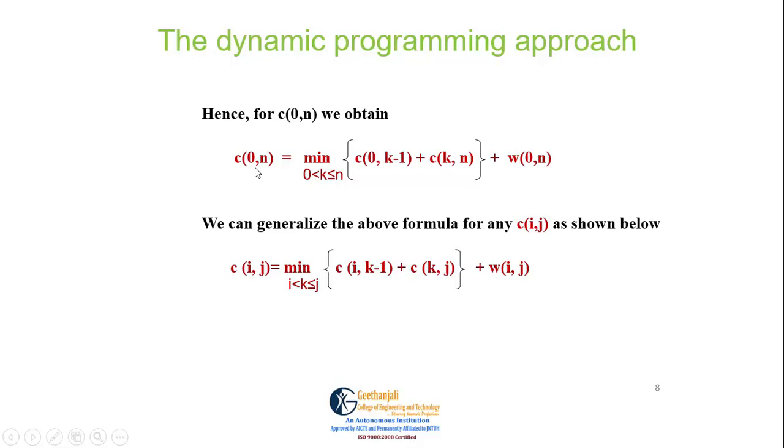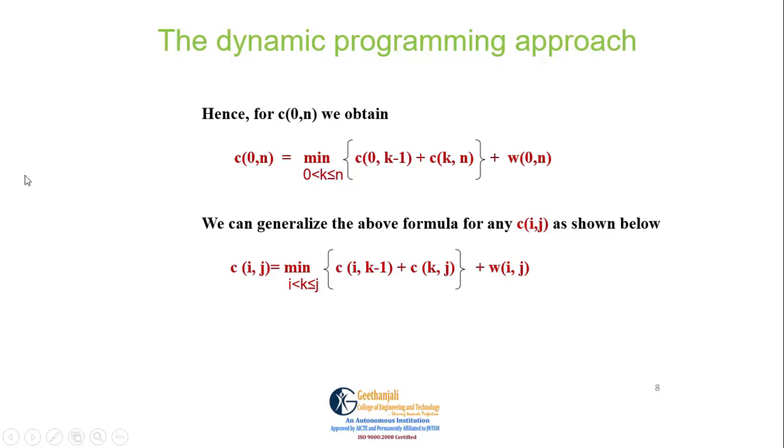C of 0 comma n, the cost of the total tree, is equal to the minimum of, where the k value is varying from 1 to n. For every element, you compute the cost you are getting, and among these you need to find the minimum one. So minimum of k varying from 1 to n of C of 0 comma k minus 1 plus C of k comma n is the recurrence relation to find the cost of the binary search tree, plus W of 0 comma n, which will give the total weight including the root element. Okay, so that is for the whole tree.